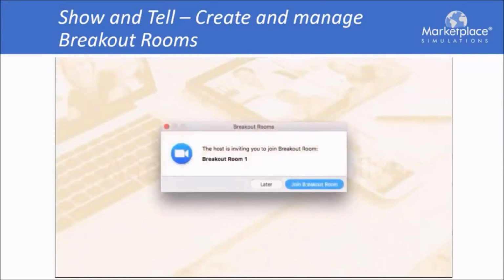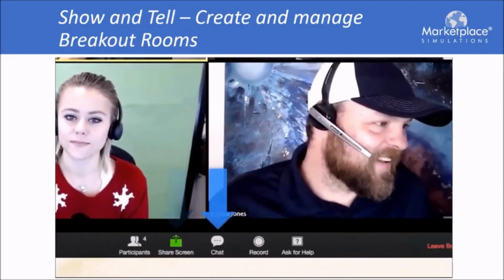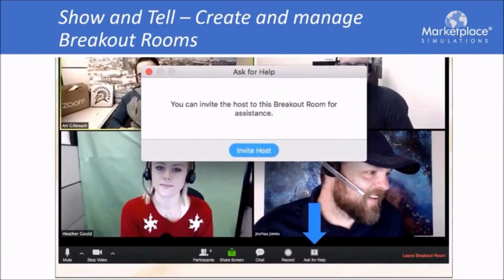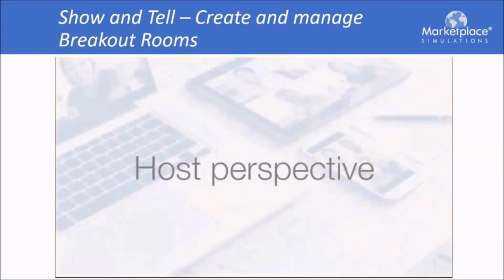Meeting participants will be prompted to join breakout rooms where they can speak on audio, show their webcams, share screen, and chat as normal. They can also ask for help to send a prompt to the meeting host. Participants can also choose to leave the breakout room anytime to be returned to the main meeting.